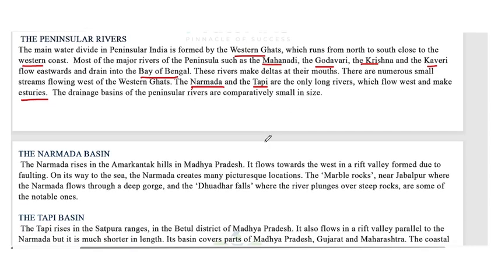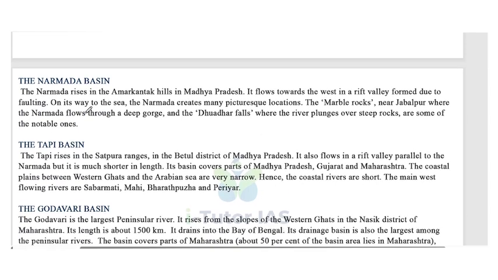So the first one is the Narmada Basin. The Narmada rises in the Amarkantak Hills in Madhya Pradesh. It flows towards the west in a rift valley formed due to faulting. On its way to the sea, the Narmada creates many picturesque locations.